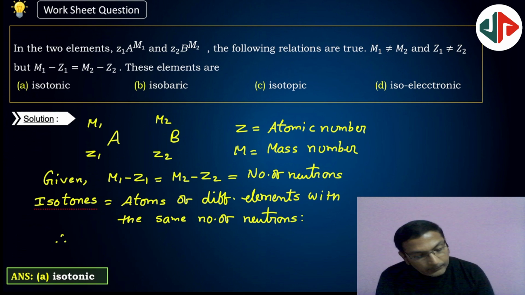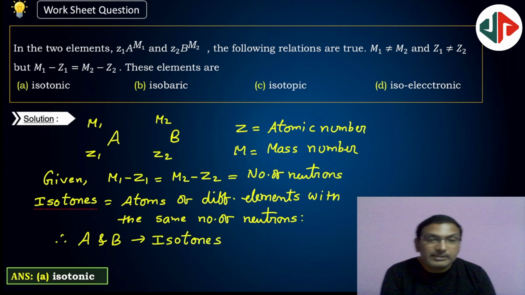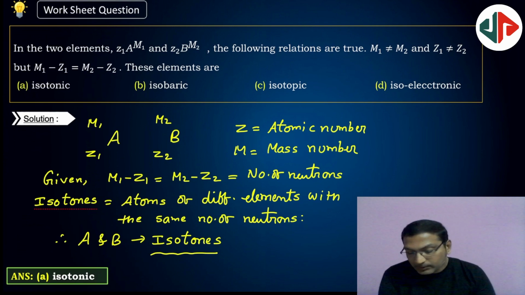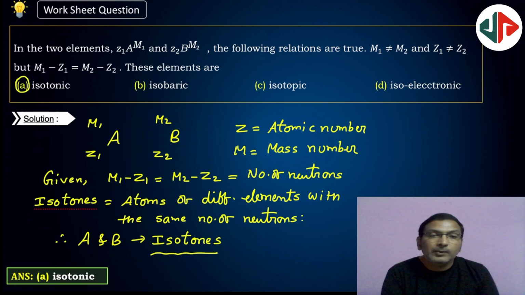Therefore, elements A and B are isotones, or simply we can say isotonic. Relation between A and B is isotonic relationship. Therefore, option will be A, isotonic. A, B are the atoms of two different elements. But here the relationship is these two elements are having same number of neutrons. Therefore, isotones are isotonic.